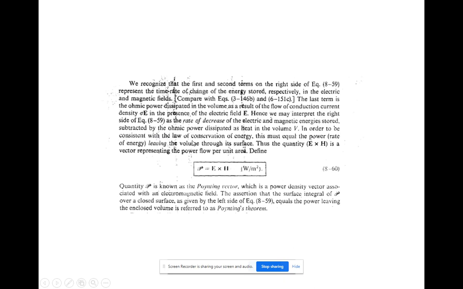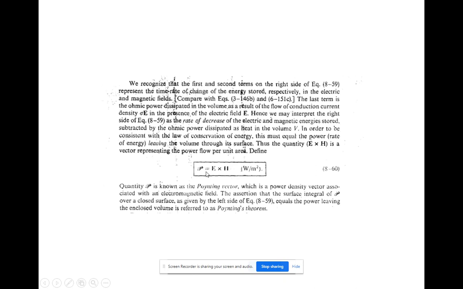So in order to be consistent with the law of conservation of energy, this must equal the power leaving the volume through its surface. According to the law of conservation of energy, the rate of energy which is leaving will be equal to the surface energy. Thus we obtain the quantity E cross H, a vector, that is the power flow per unit area.